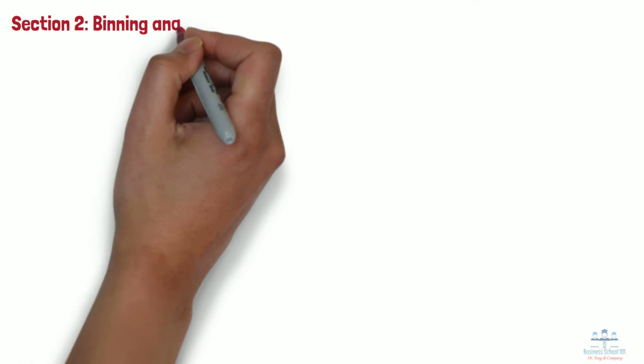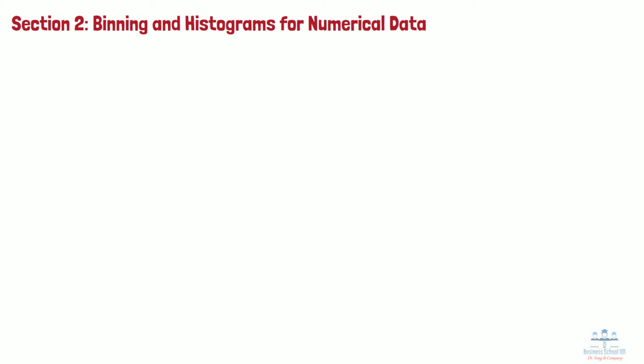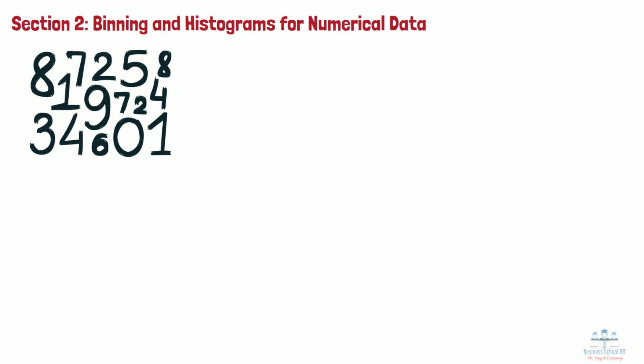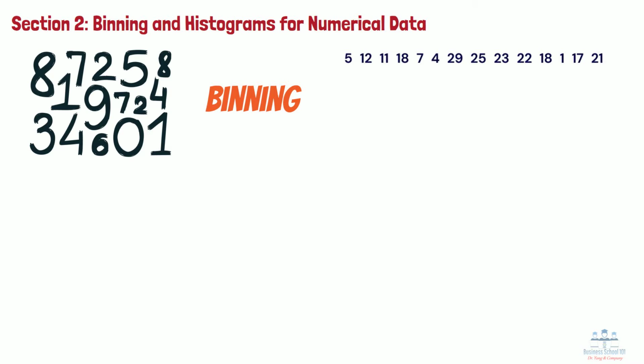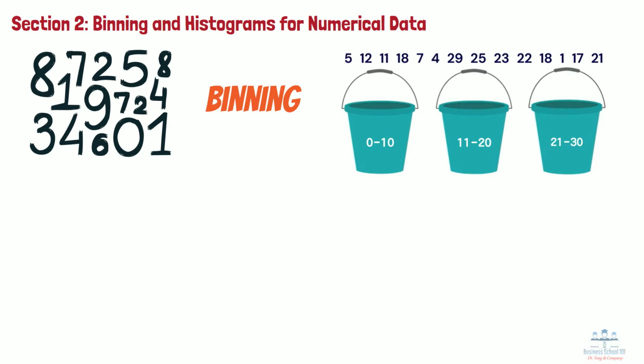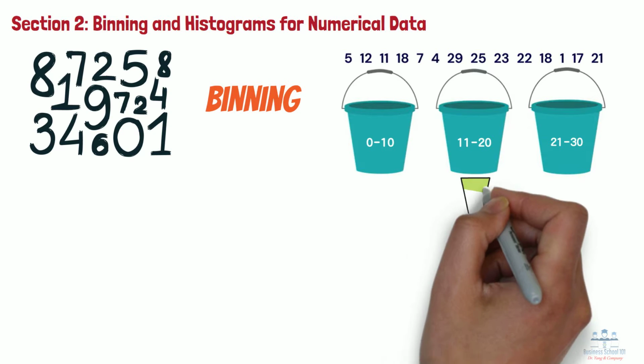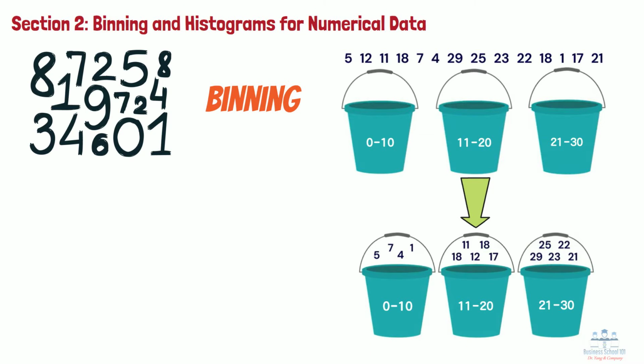Section 2. Binning and histograms for numerical data. Numerical data doesn't come in neat categories, but we can group similar values together using a method called binning. Think of bins like buckets. For instance, if you're analyzing customer ages, you might create bins for 0 to 10, 11 to 20, 21 to 30, and so on. Then, you count how many data points fall into each bucket.